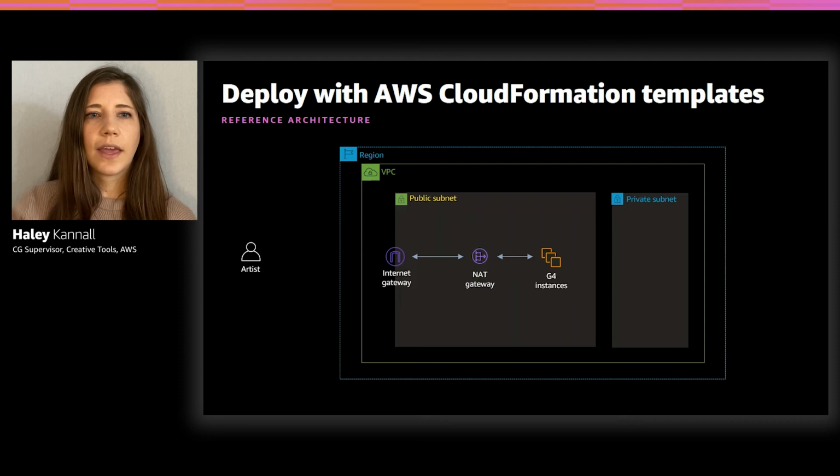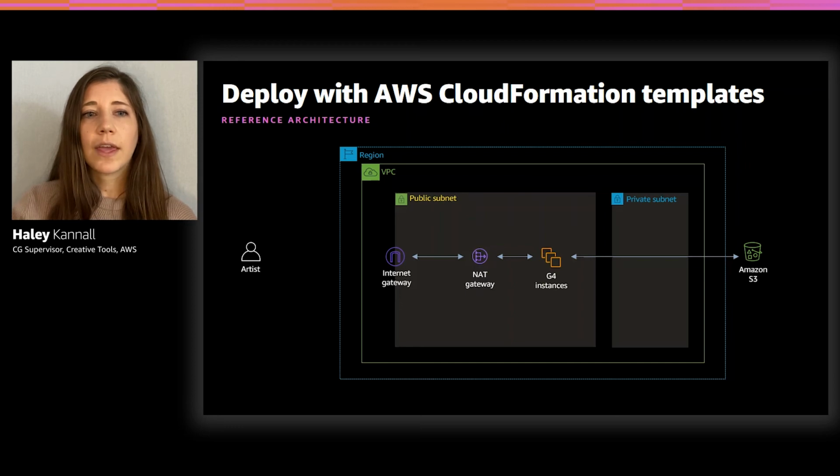An internet gateway is created in the public subnet to access the public internet, and a network address translation gateway is created in the public subnet to allow your G4 workstation to initiate outbound connectivity to the public internet, but prevents the public internet from initiating access to your workstation.